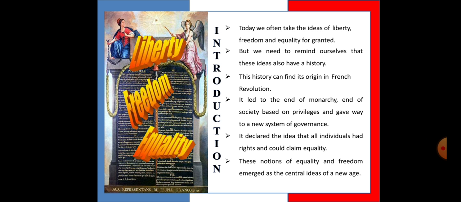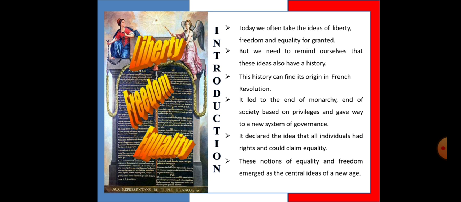That means we have, according to the Constitution, the right to equality, right to freedom, right to express our point, and we take these for granted because it is very easy to have them right now. But all these concepts were there in history and it was very difficult for the people to bring out such thoughts. This history can find its origin in the French Revolution, and through it we will be able to understand the importance of liberty, freedom and equality.